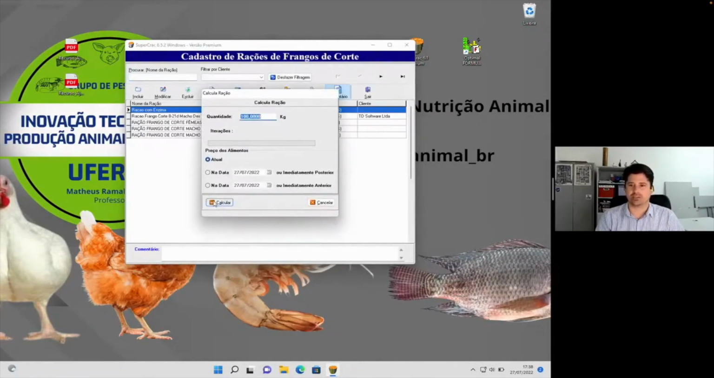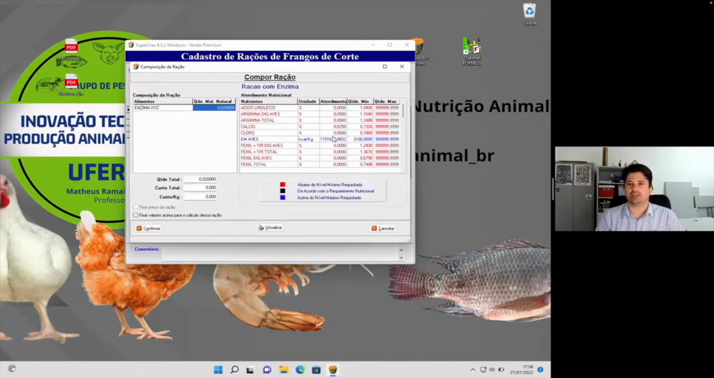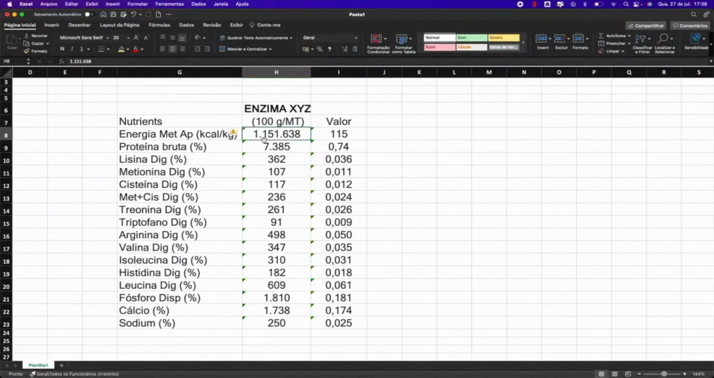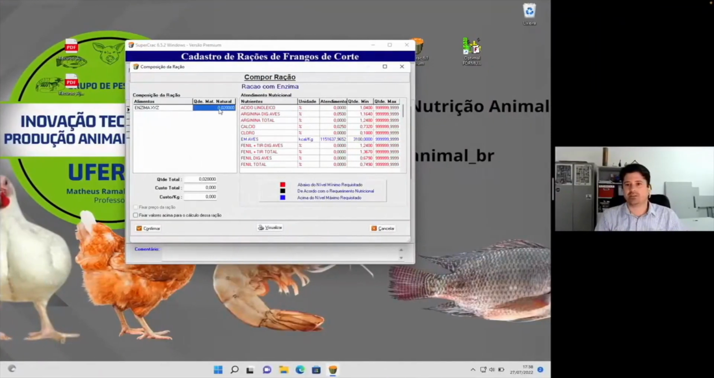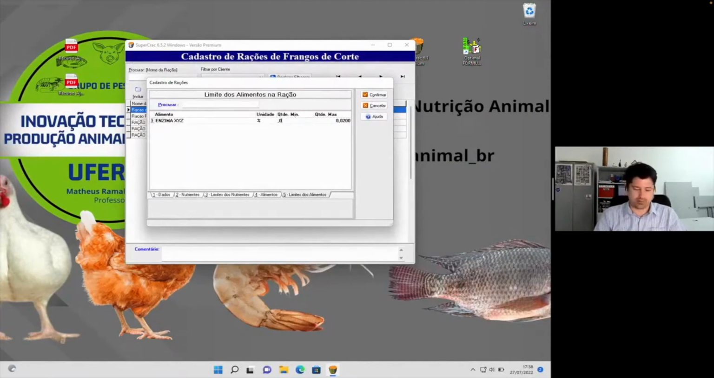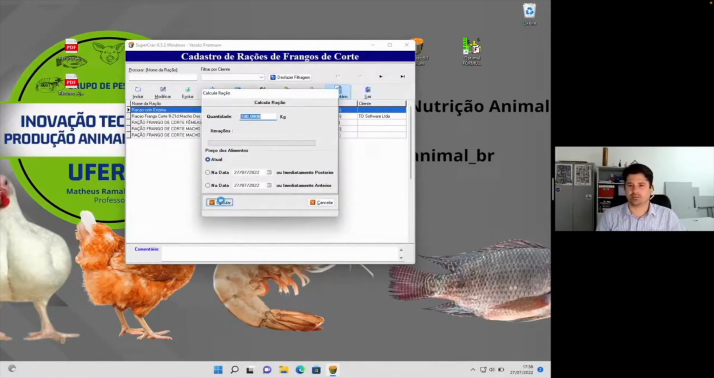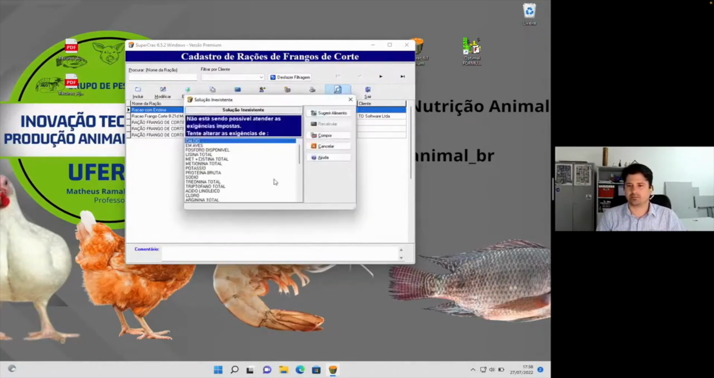I'm testing this feed here, obviously it won't meet requirements, it's just with the enzyme. This ration only has the enzyme, because I just want to check this kilocalorie per kilo value based on the matrix. In the calculation of the matrix it will value 115 kilocalories. This dose of 100 grams per ton I'm just checking, and when we look here, the dose is wrong, it's 100 grams. Let me change the dose here, it's 100 grams per ton.